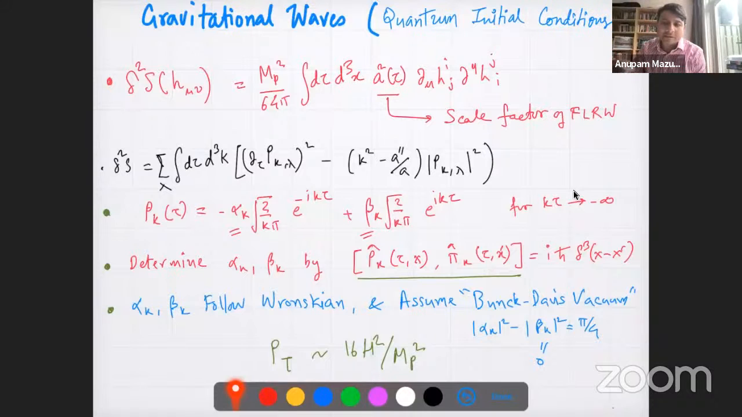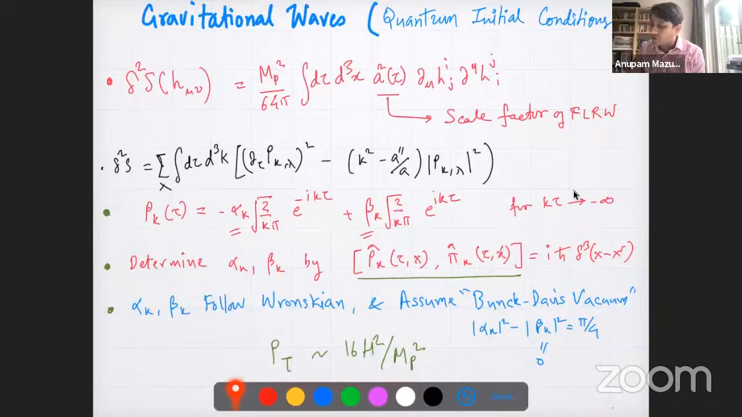This is the first thing which many of our undergrads and our PhD students learn. So it's nothing very fancy. You can look into the second order fluctuations of your action in terms of the graviton, just Einstein-Hilbert gravity, nothing beyond that. And this is the scale factor of the universe. In this case, it's an FLRW universe. And you can do the mode decomposition.